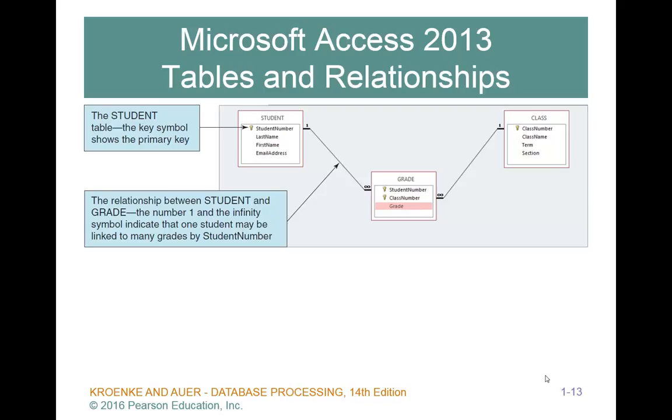Again, in Chapter 1, we are only going to be using Microsoft Access. The tables and relationships that we'll be creating in Assignment 1 and Assignment 2 will look something like this when you create those table relationships. Access helps you define what those relationships are.